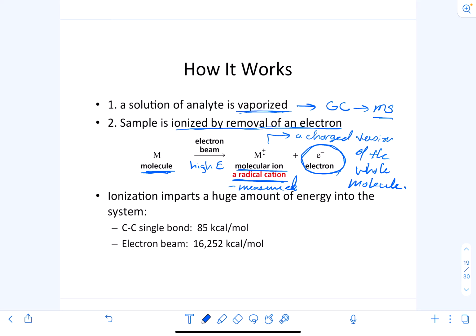Now, the thing that you have to think about here is that when we shoot this high energy electron beam at the molecule, we're putting in a tremendous amount of kinetic energy. And so just as a simple comparison, the average carbon-carbon single bond in an organic molecule has about 85 kilocalories per mole. That's how much energy it takes to break that bond. If you compare that to how much energy we're putting in with the electron beam, 16,000 or so kilocalories per mole. So this is a very high energy experiment. And so what ends up happening is that the ionization event imparts a tremendous amount of energy into the molecule, which can cause it to further break apart into fragments.